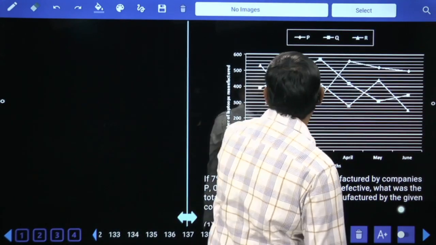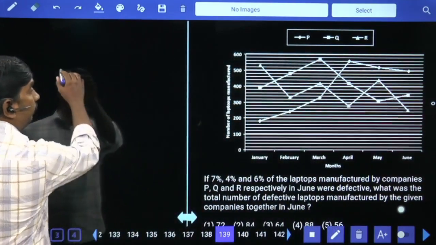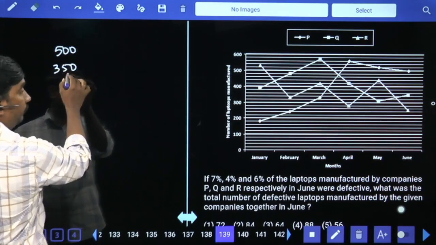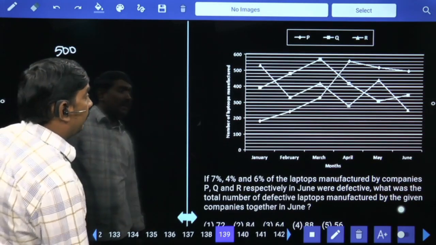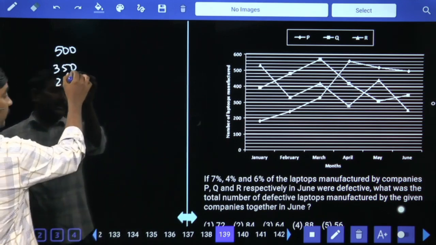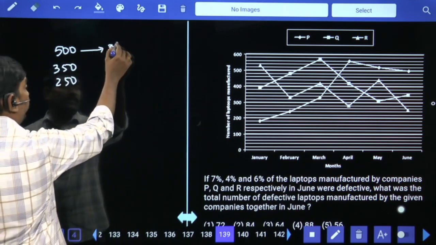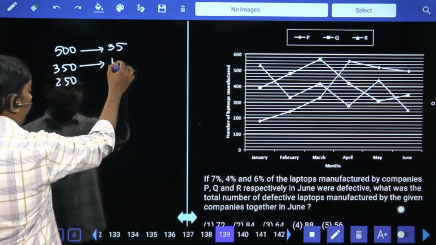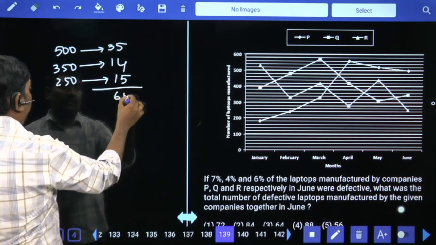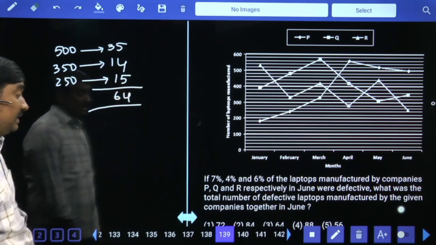Company P in June 500, company Q 350, and company R in June 250. In this, defective 7% means 35, 4% means 14, 6% means 15. Total 64 laptops were defective.